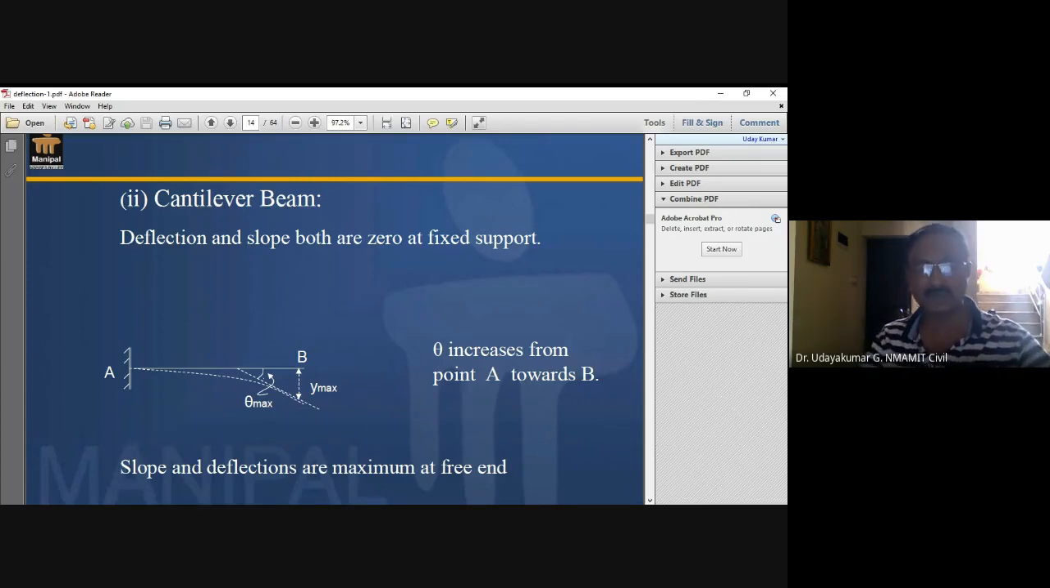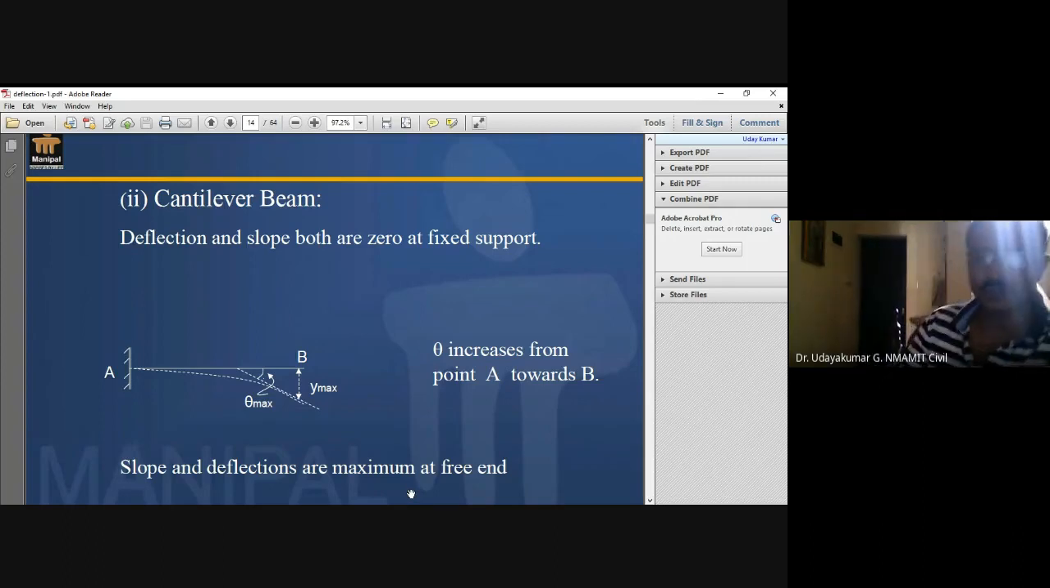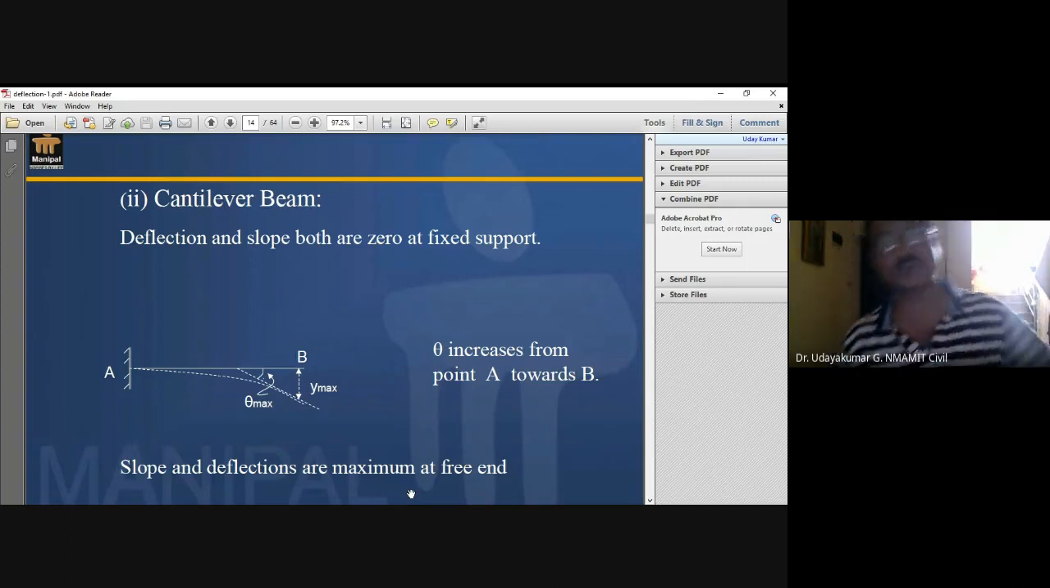The constants are important here. You get C1 and C2 in double integration methods to solve for the deflection. What you get is d squared y by dx squared, so after the second differentiation, that means you integrate the equation twice. The first integration gives you a constant C1, and the second integration gives you C2. These C1 and C2 are to be determined based on the boundary conditions.